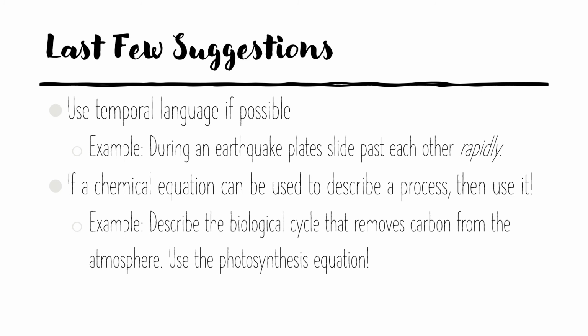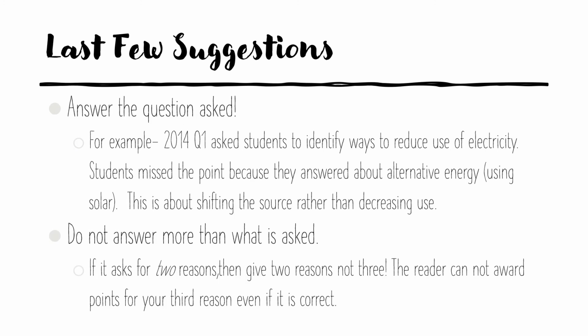So rapid is fast. If a chemical equation can be used to describe a process, then use it, y'all. Describe the biological cycle that removes carbon from the atmosphere. You guys can actually write down the photosynthesis equation, and that's one equation you guys need to memorize. Answer the question that is asked. I said that before at the beginning, and I'm saying it here again, y'all. Answer the question that is asked.